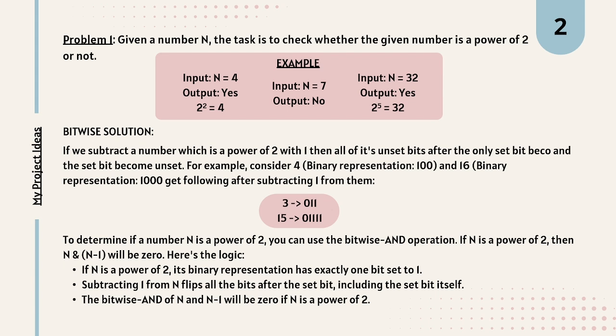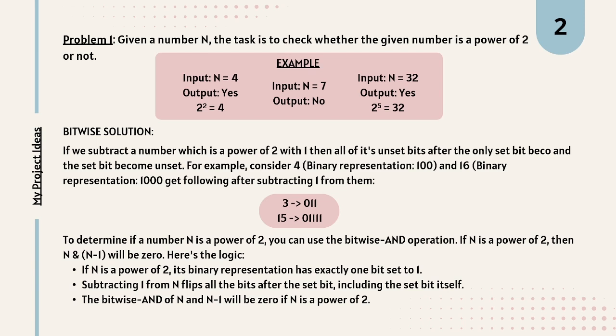Got it? If n is a power of 2, its binary representation has exactly one set bit. Subtracting 1 from n flips all the bits after the set bit, including the set bit itself. So the bitwise AND of n and n minus 1 will be 0 if n is a power of 2.